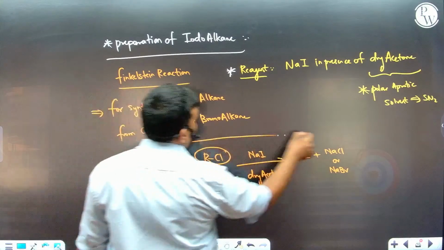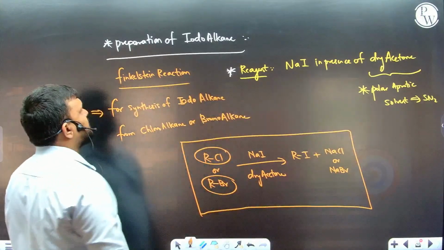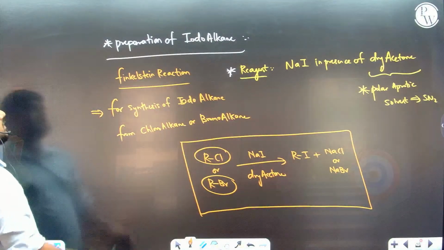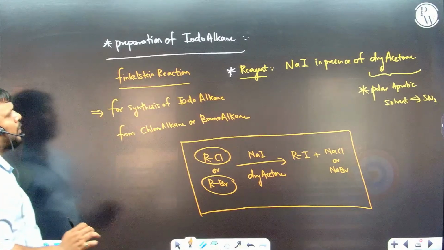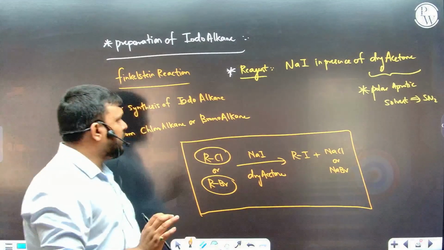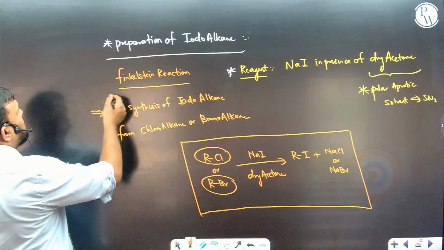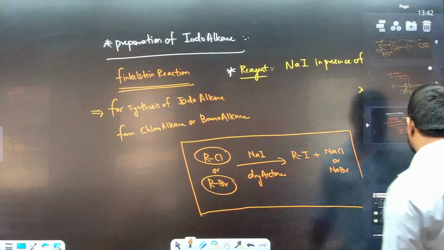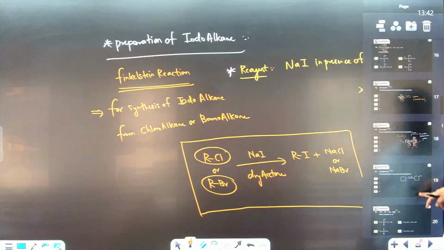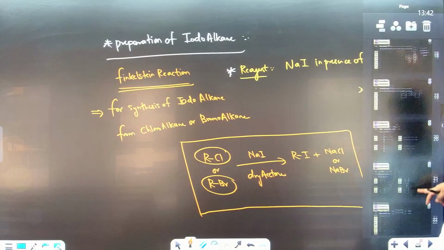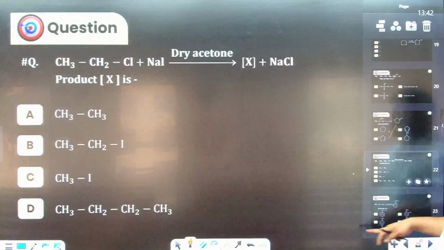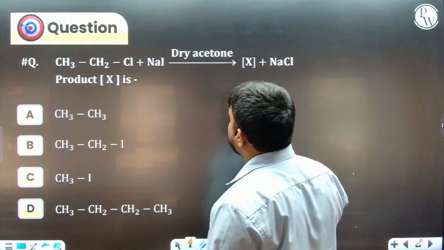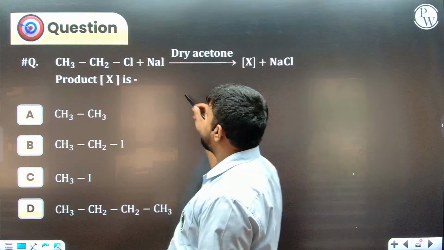So this is the Finkelstein reaction, which is the best method for preparation of iodoalkane. This is the method dedicated for the preparation of iodoalkane, which we call the Finkelstein reaction. Okay. So let us see questions related to this. This is the chloroalkane they have given over here and we are reacting with NaI in presence of dry acetone. So everybody knows this is the Finkelstein reaction.